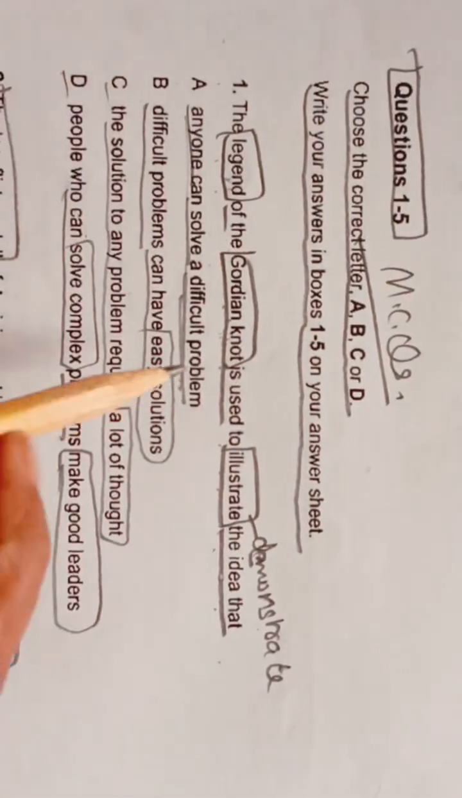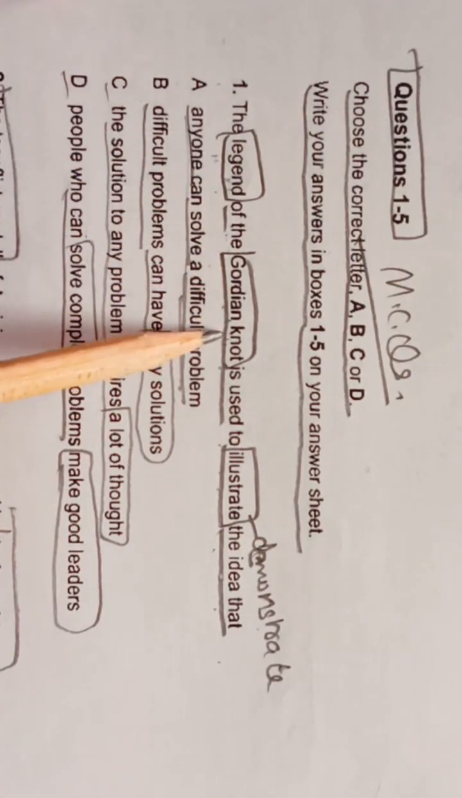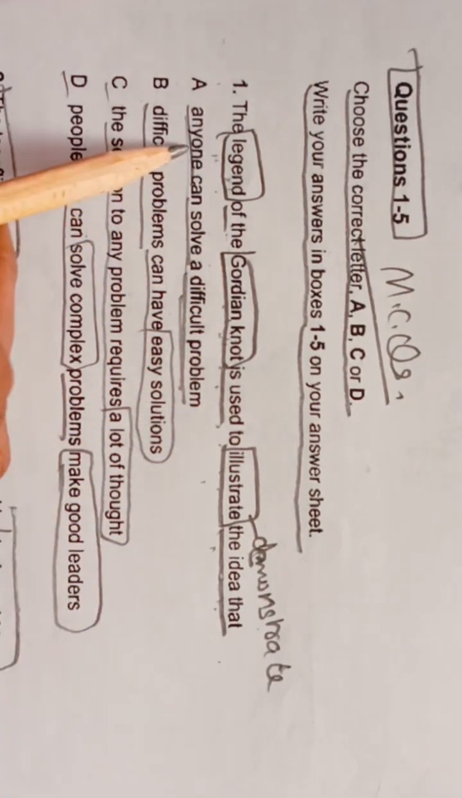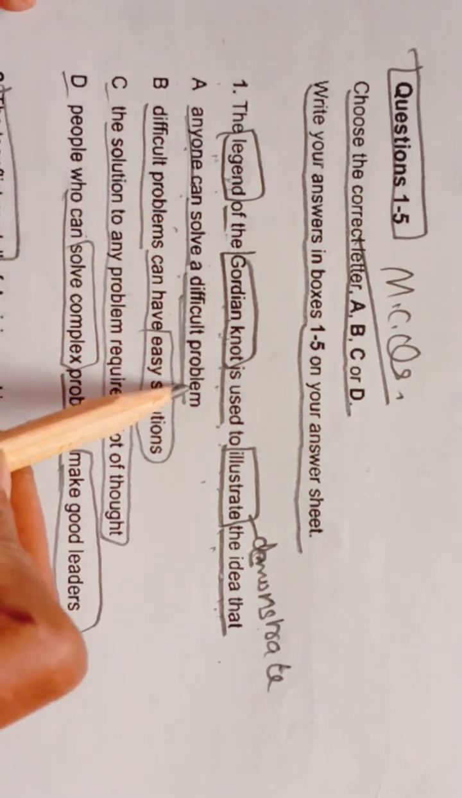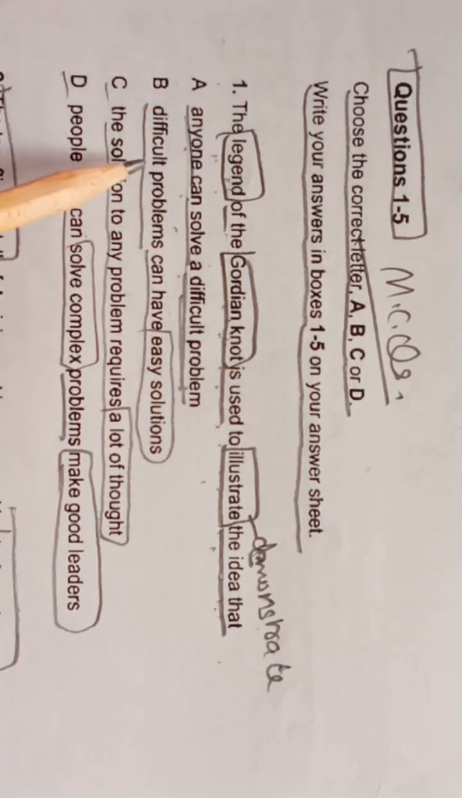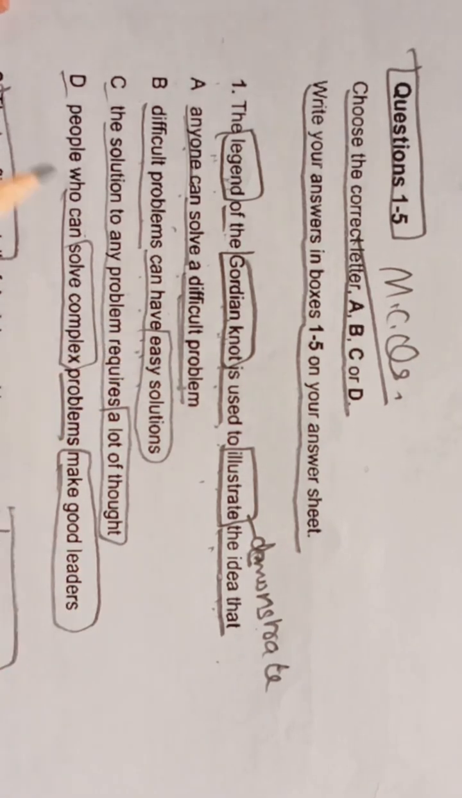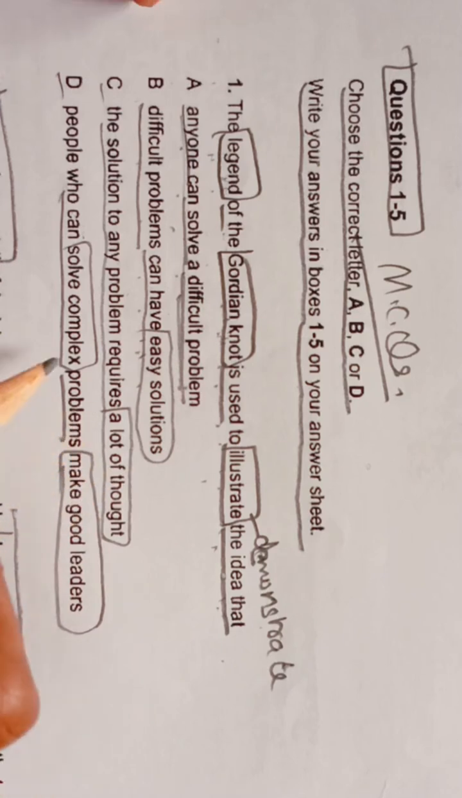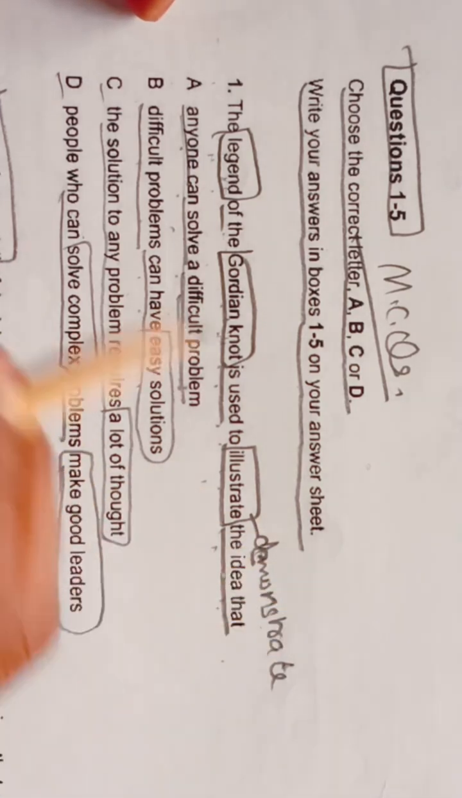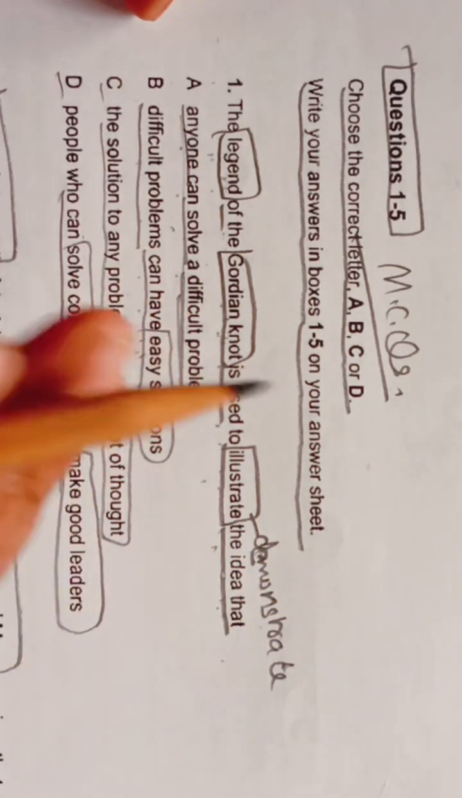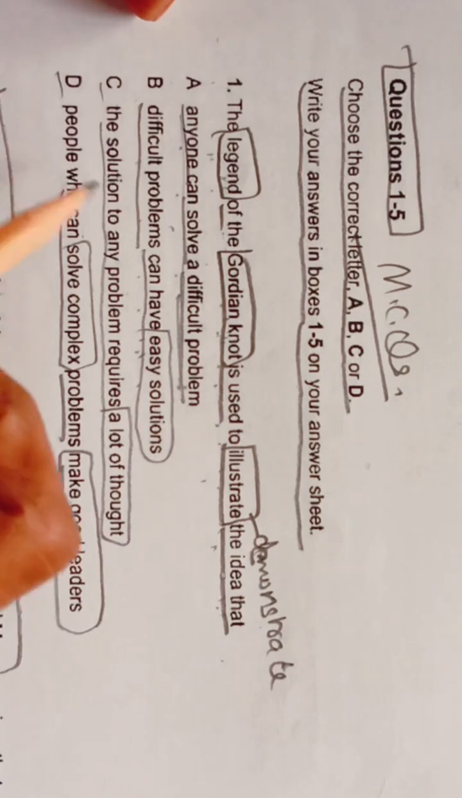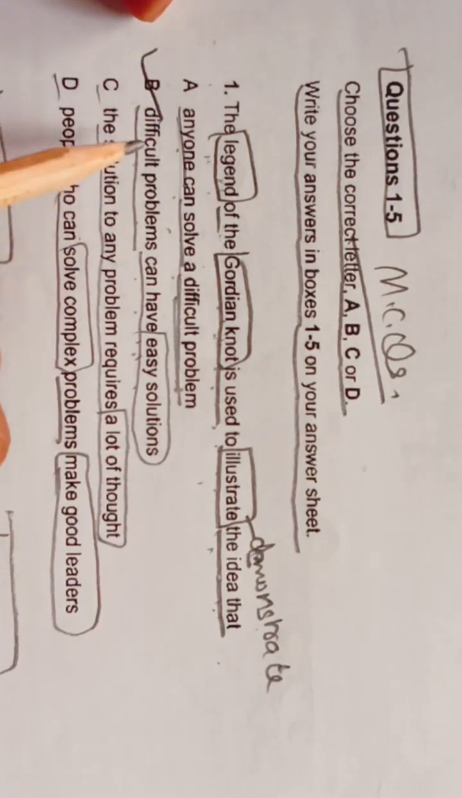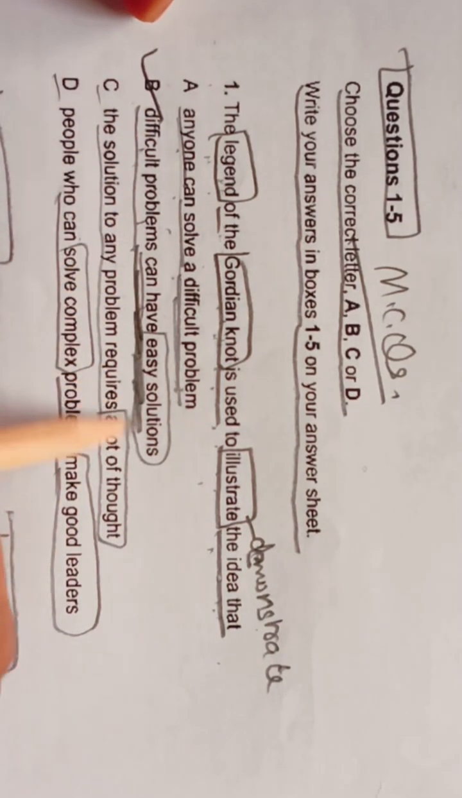In our first MCQ, the legend of the Gordian knot is used to illustrate the idea that anyone can solve a difficult problem. No, this thing we have not seen. Difficult problem can have easy solution. Yes, this thing we have seen. Many people have tried to untie the knot, but what Alexander did, Alexander just took his sword and cut the knot in two pieces. So this will be our answer. Difficult problem can have easy solutions.